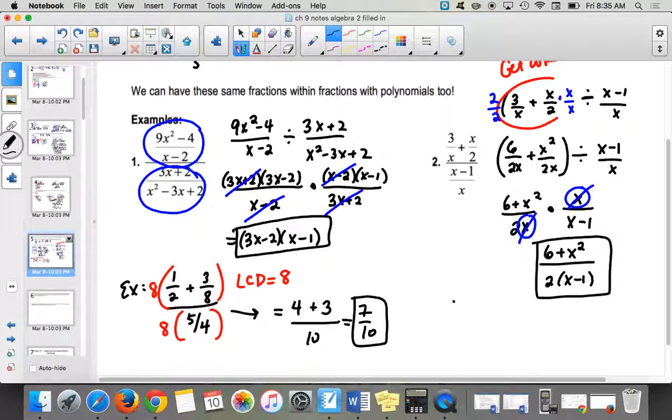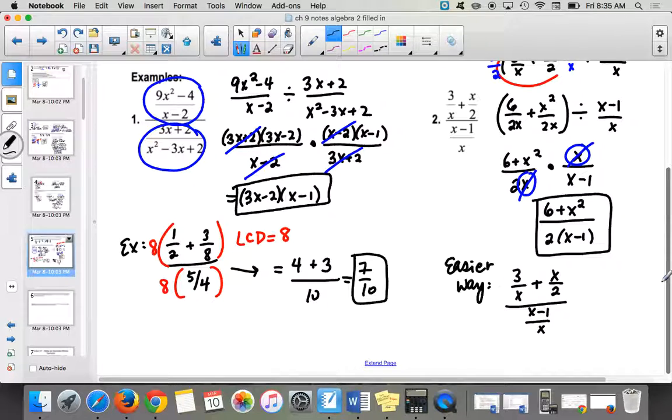So on this other one, what would be our least common denominator for all of them? So if I have 3 over x plus x over 2 all over x minus 1 over x. Not just x though, be careful. So I agree x is part of it, but what else? A 2. So we're going to say 2x over 2x. And then we multiply that 2x into both things. So think about if I had 2x. So if I have 2x times 3 over x.